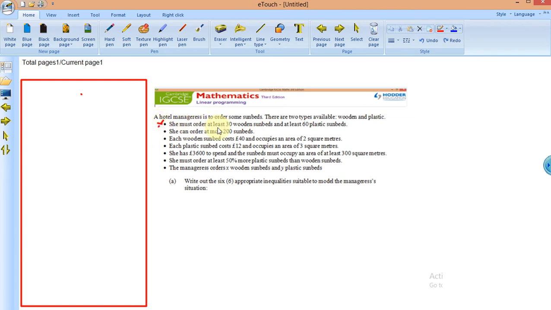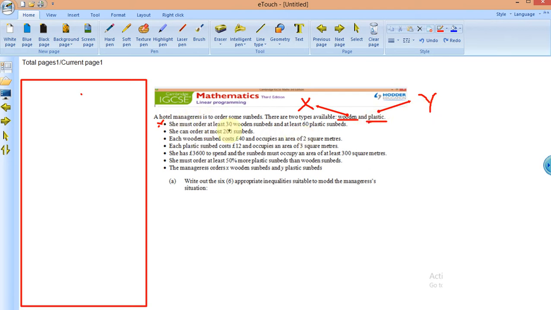She must order at least 30 wooden sunbeds. Before I start this question, let me make some representation. Let our wooden sunbed be x, and let's represent our plastic sunbed with variable y. So we have two variables we are working with now: x represents the wooden sunbed, and y represents the plastic sunbed. Anywhere I see the word wooden, we use x. Anywhere I see the word plastic, I will use y.